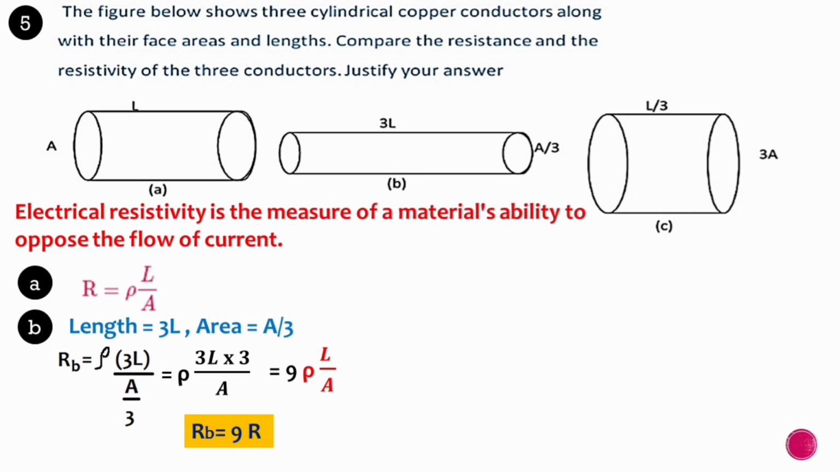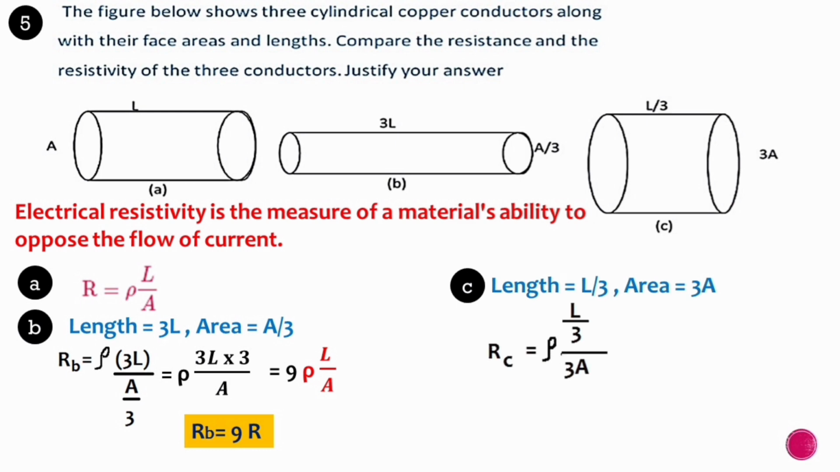That means 9 times the resistance of the first conductor. Similarly, let's find the resistance of the third conductor. For the third conductor, length has been reduced to L by 3 and area has been increased to 3A. Substitute these values in the formula. So RC equal to rho into L by 3 by 3A.